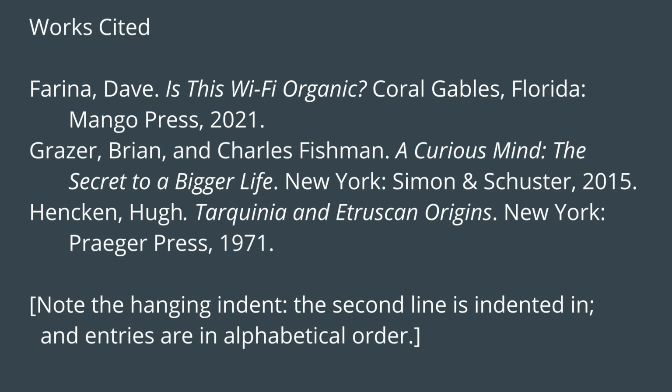If you have a source with no author, you start with the title and alphabetize it that way. So it's Farina, Grazer, Hencken, alphabetical order. Works cited references are going to be in alphabetical order. It's important. Get that right.